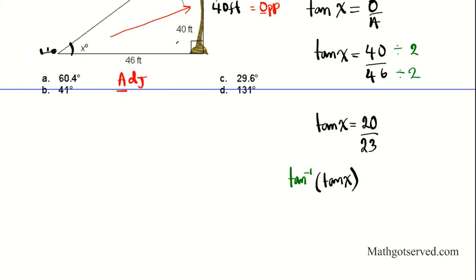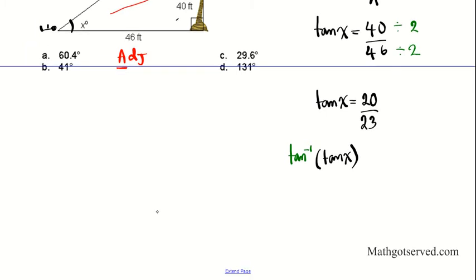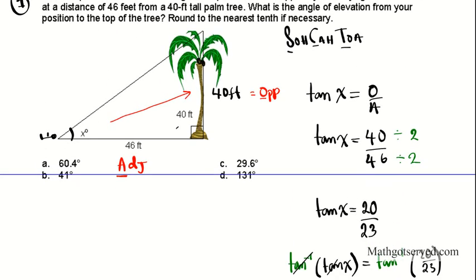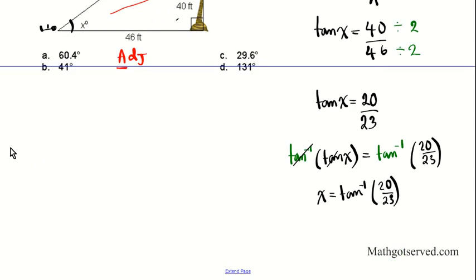This gets rid of the tan on the left side, right? But whatever we do on the left, we have to do exactly the same thing on the right. So we're going to take the inverse tan of 20 over 23. On the left side, the inverses cancel out. So you have x equals the inverse tan of 20 over 23. So we're going to plug this into our calculator and compute what the inverse tan is.